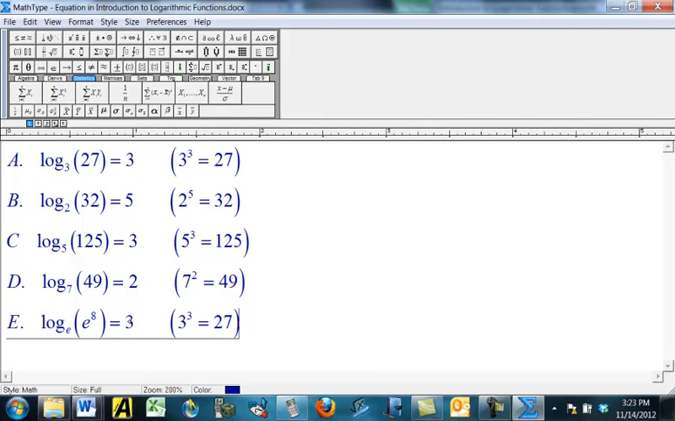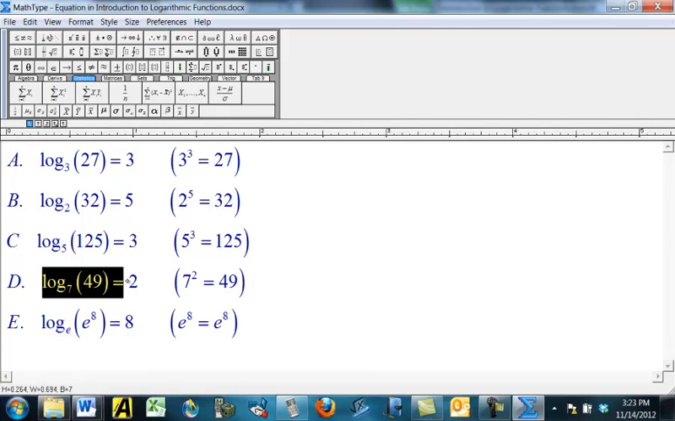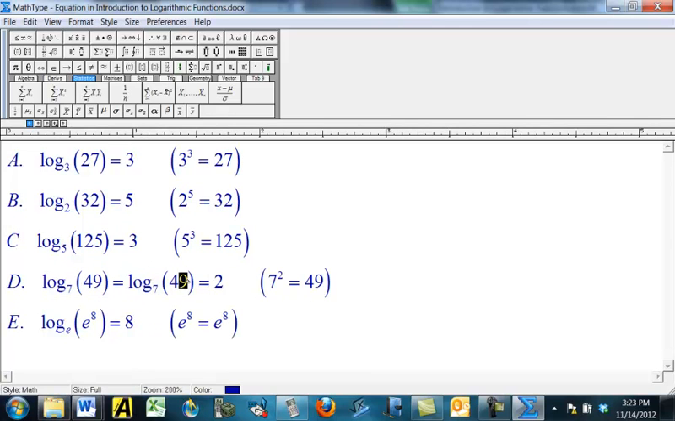And of course, the answer here is just 8, because e to the 8th power is e to the 8th power. So if you can ever get these two bases the same, this cancels out. So another way we could write this one is, think of the 49 as 7 squared. And then now these two are the same base, so they cancel each other out. So that's another way to think of it.